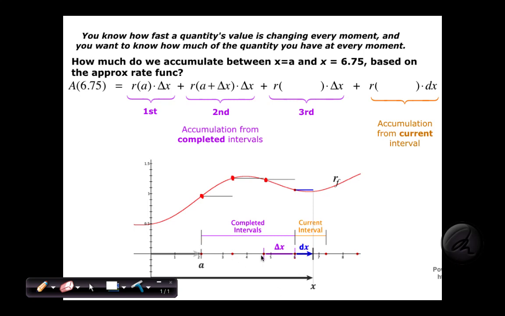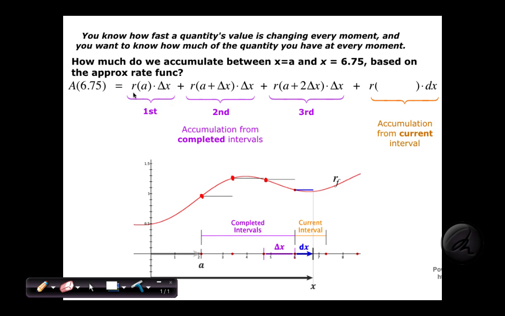And what about for the next red spot, the one here? Its x value, independent variable value, is the left end of the third interval here: A plus 2 delta x's. Good.